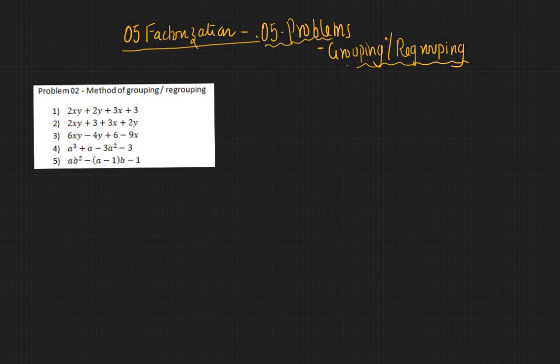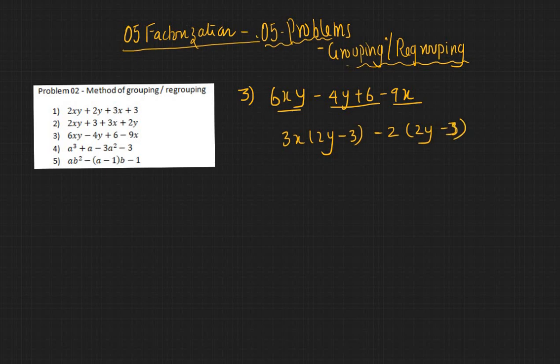Hope you have tried it. If you have not, please go ahead and try it. So we are going to group them as 6xy minus 9x, and minus 4y plus 6. Grouping this and this term, you get 3x into 2y minus 3, and you have minus 2 into 2y minus 3. You take minus 2 outside, and minus of minus is plus, so that's why you have plus 6. Once you have done that, you can take 2y minus 3 as common and you get 3x minus 2. So that's how you do that.